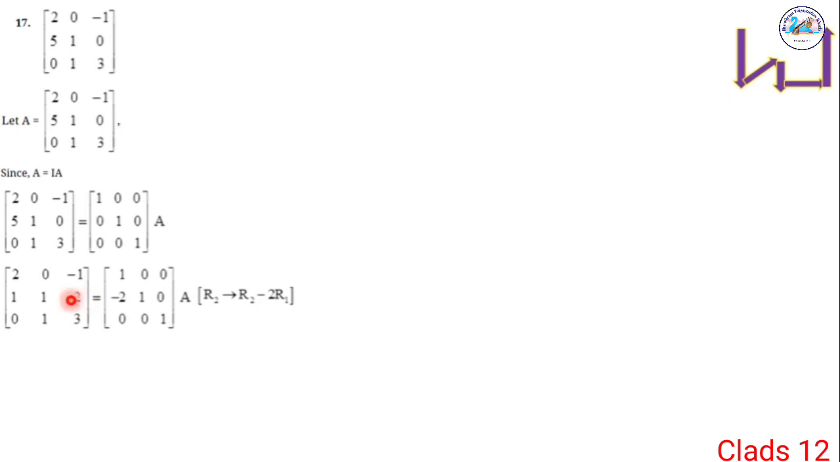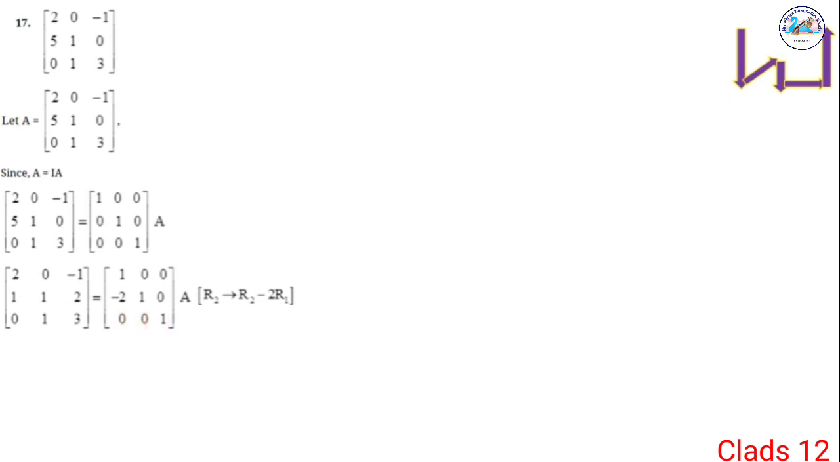That is 0 plus 2. R3 remains the same, 0, 1, 3, and on the right side also R1 remains the same, 1, 0, 0, and R2 will change like this, R2 minus 2 R1. That is R2, 0 minus 2 into 1, which is minus 2. Next, 1 minus 2 into 0 is 1. Next, 0 minus 2 into 0 is 0, and R3 remains the same, 0, 0, 1.